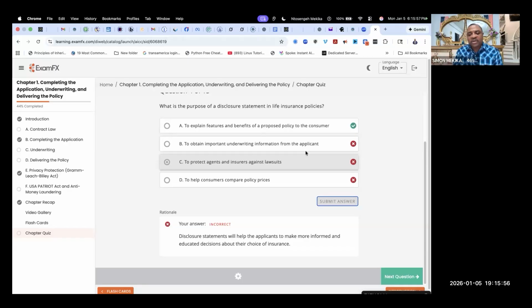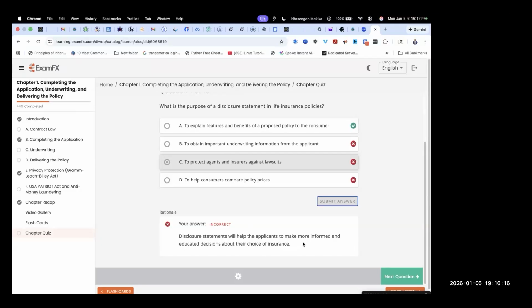That statement looks partially right because a disclosure also gives limitation to what you are doing. It's like a disclaimer too, right? Yes. So that's why these people were quick to think that it protects against lawsuit. However, a disclosure statement will help the applicant make more informed decisions. But it's not just about explaining the benefits and the future. It's also about the limitation.